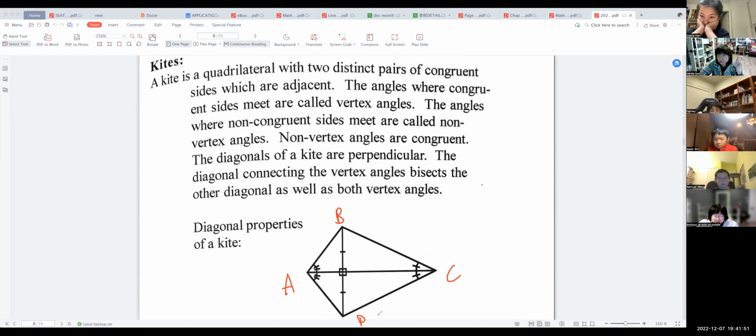I want to ask the six-headed person: which two are the non-vertex angles? Which two are the vertex angles? If you don't listen well, you'll be playing around tonight. Daniel doesn't know either. I think Elaine may know. Elaine, tell me: A and C are the vertex angles, and B and D are the non-vertex angles. Okay, very good. Thank you, Elaine. You didn't betray me.